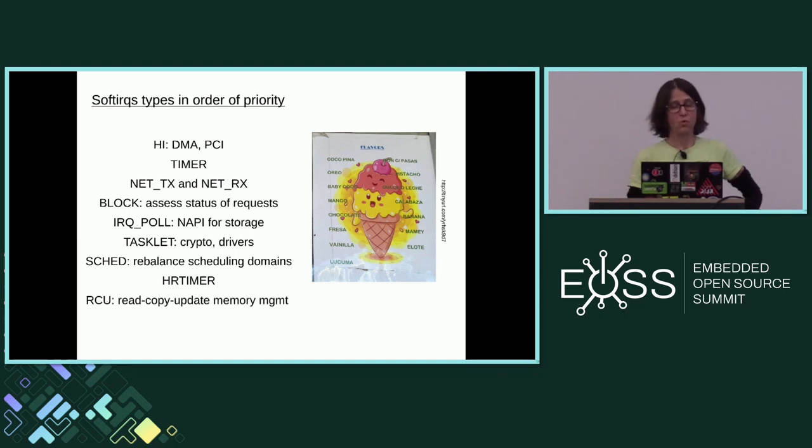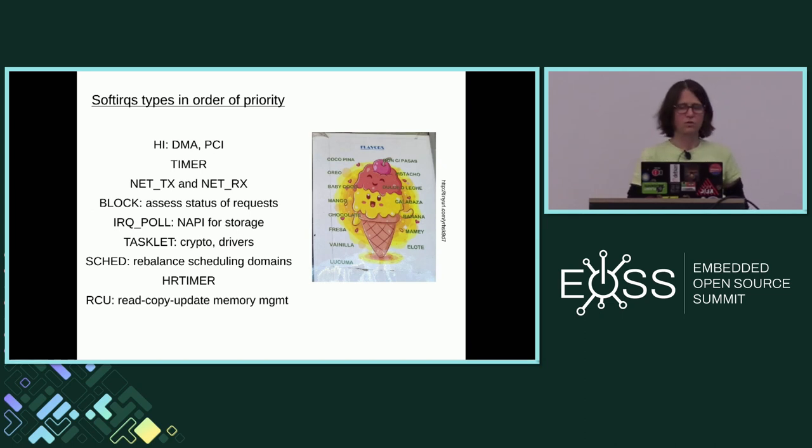Let's start off by talking about what they are. There are 10 delicious flavors of Softirqs. They're listed here in the order that they appear in the kernel. So when ksoftirqd runs and starts executing Softirqs, it does first the high priority ones, then some timers, then some network callbacks, block devices, IRQ poll, which is essentially NAPI, if you know what that is, for storage devices. The most numerous Softirqs are actually tasklets, which are used by a lot of device drivers. There are scheduler Softirqs, HR timer Softirqs, and RCU Softirqs, as I already mentioned.